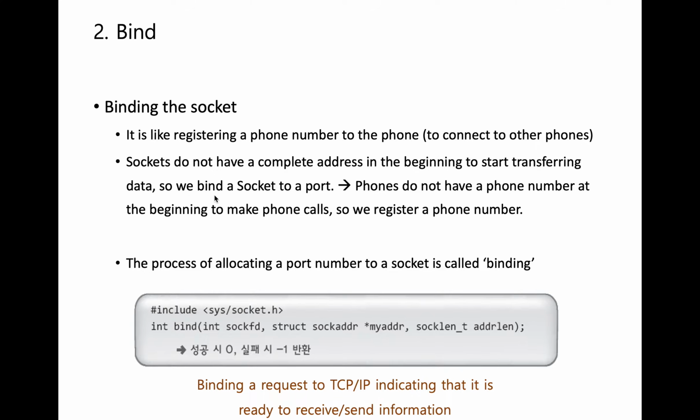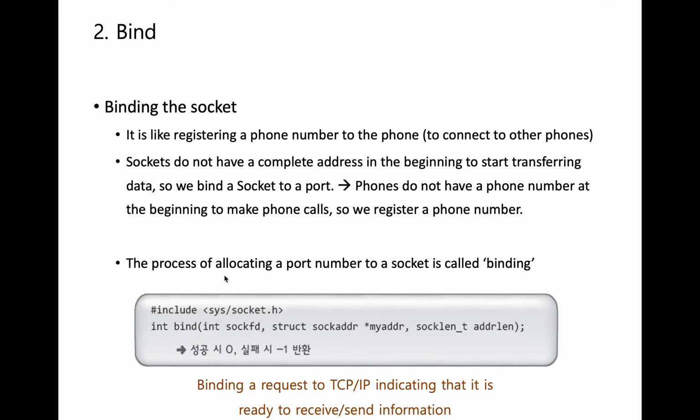So we bind a socket to a port. That's how you can understand: phones do not have a phone number at the beginning when you purchase them. So that means you can't make phone calls. So the first thing we do is we register a phone number.